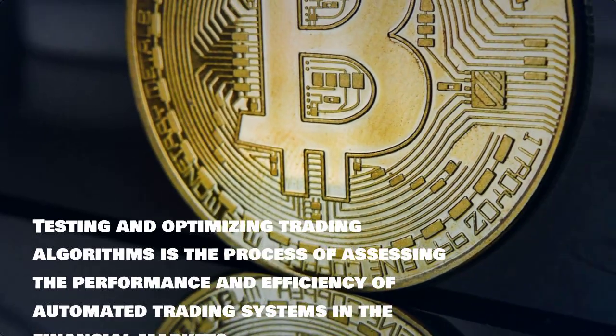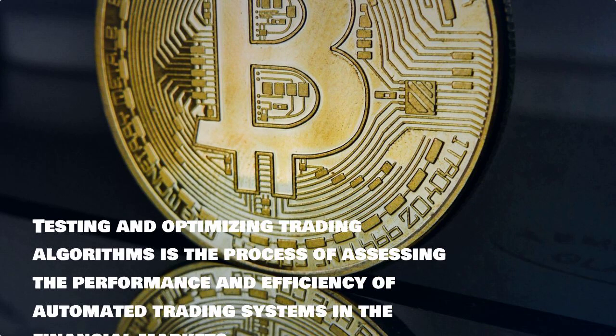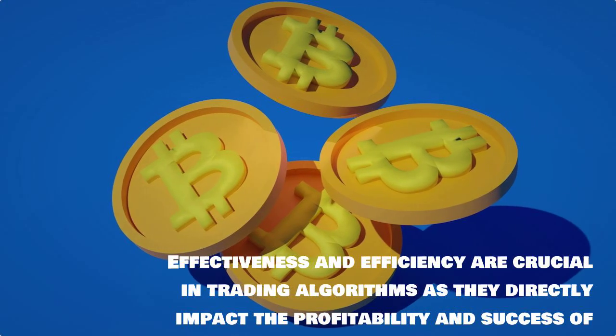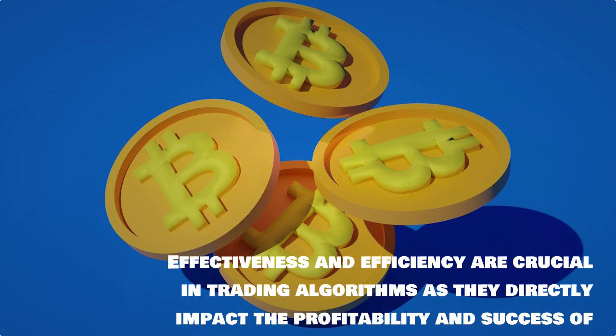Testing and optimizing trading algorithms is the process of assessing the performance and efficiency of automated trading systems in the financial markets. Effectiveness and efficiency are crucial in trading algorithms as they directly impact the profitability and success of trades. Effectiveness ensures that the algorithm accurately identifies opportunities and makes sound decisions, while efficiency enables quick execution and minimal resource usage. Both aspects are essential for maximizing returns and minimizing risks in the volatile world of trading.